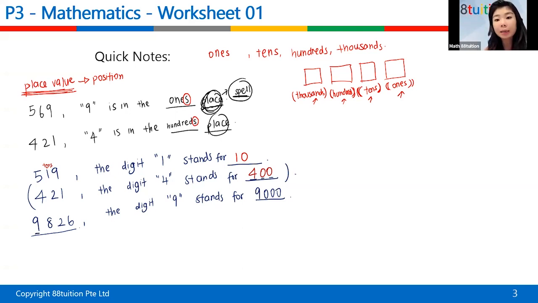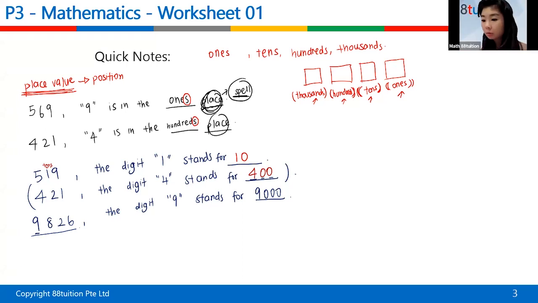Okay? Understand? Are we clear? Yeah. Jingxi, the digit 2 stands for what, in 9826? Cannot hear. I think you need to unmute. 20. Very good. Sakti, one more. In 9,826, the digit 6 stands for? The digit 6 stands for 6. Yes, very good. Fantastic. Are we clear? Good. Okay, let's move on.